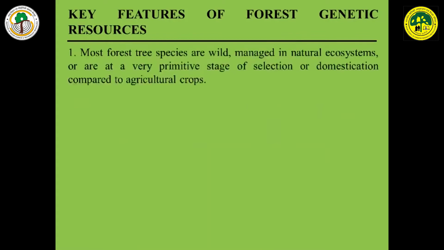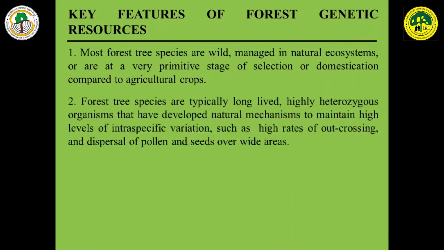Key features of forest genetic resources. What are the key features? First, most forest tree species are wild, managed in natural ecosystems, or at a very primitive stage of selection or domestication compared to agricultural crops. Forest tree species are typically long-lived, highly heterozygous organisms that have developed natural mechanisms to maintain a high level of intraspecific variation, such as a high rate of outcrossing and dispersal of pollen and seeds over a wide area.